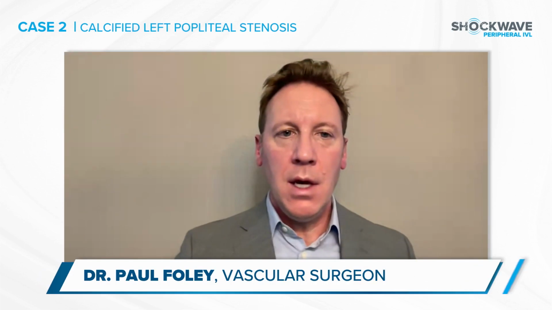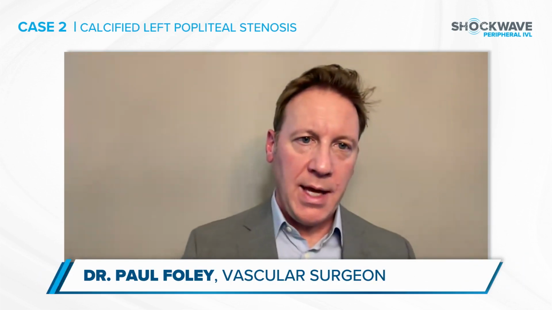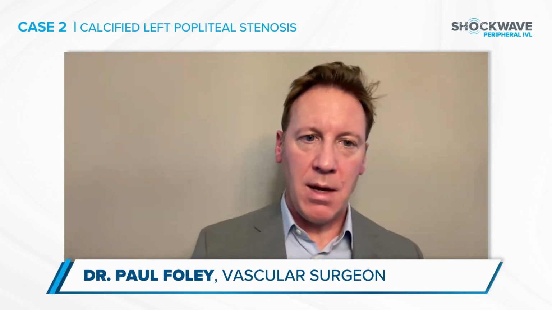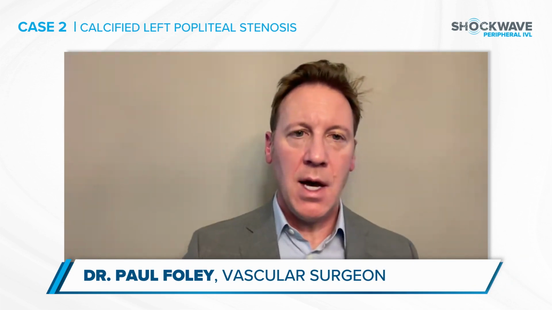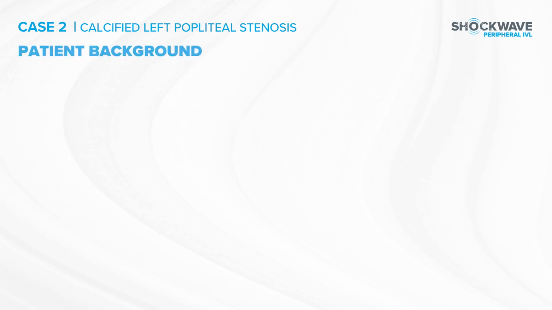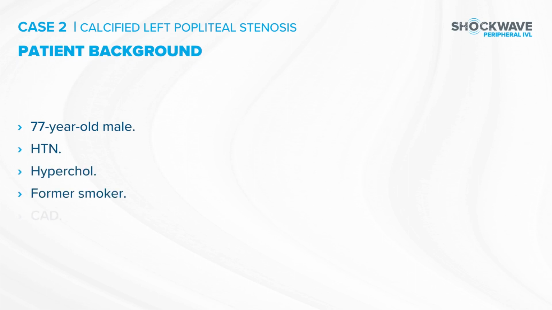The second case, moving further down the leg, is to show you an intervention in the superficial femoral artery and popliteal artery space. This is a gentleman who presented to the office with past medical history, similarly, of hypertension, hypercholesterolemia, and former smoker. He had significant coronary artery disease and had had a previous left common femoral endarterectomy several years ago.